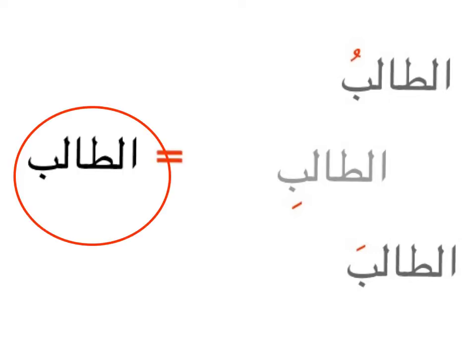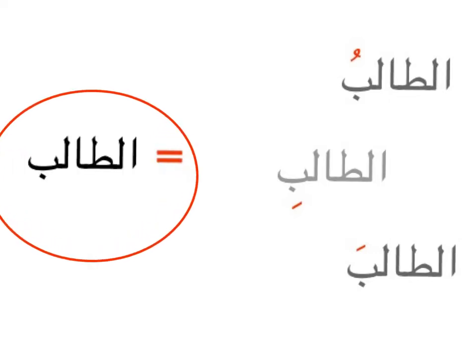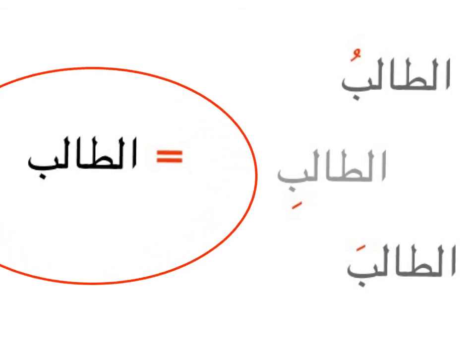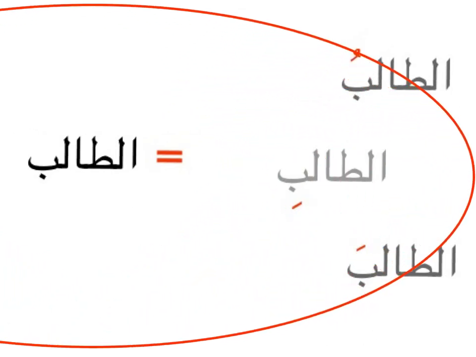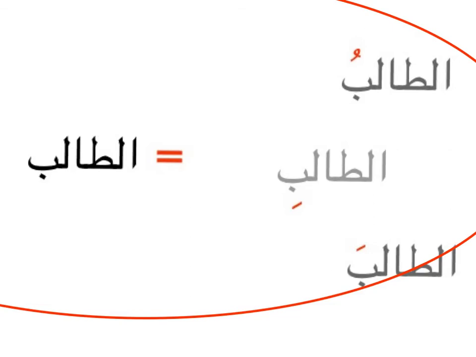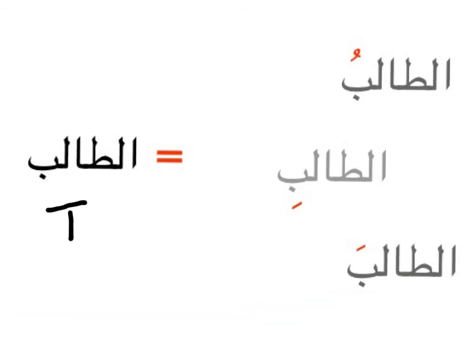The third form is Al-Taliba. You see here Fatha at Ba, and the presence of Fatha in the final letter indicates that the word is the object of a verb. And the most important thing to know is that all of them mean Al-Talib, which means student. Excuse me, the student.